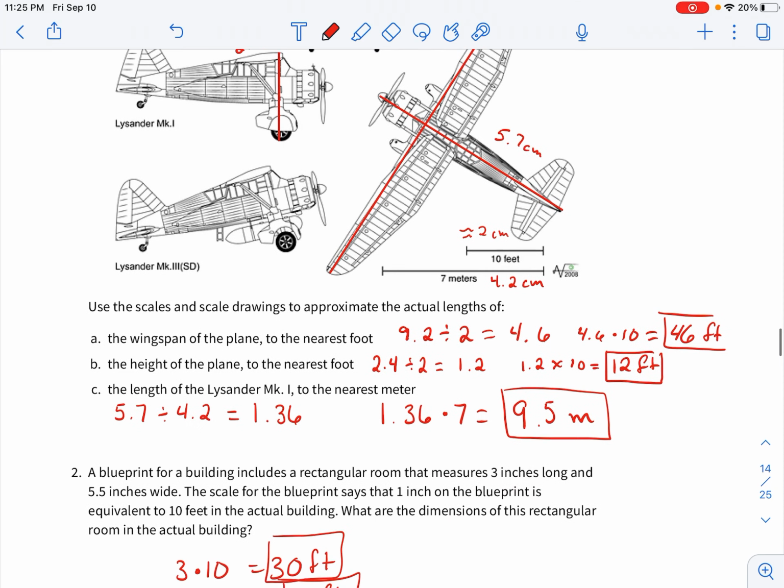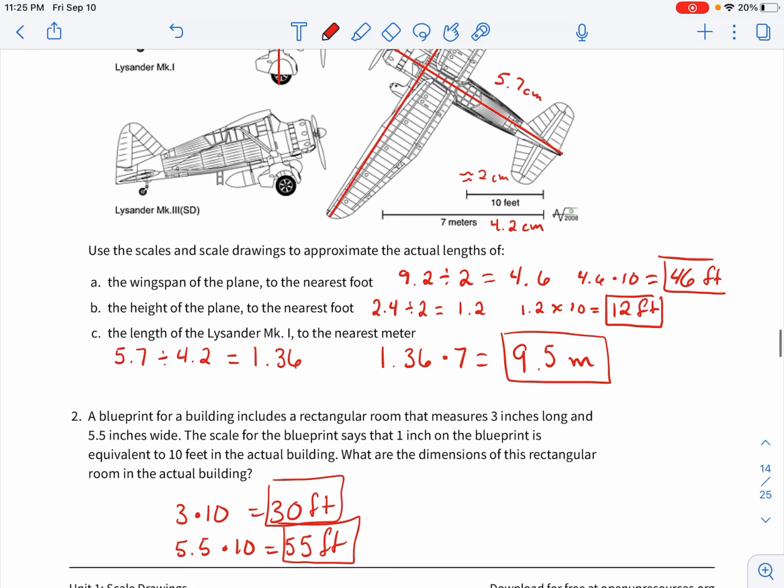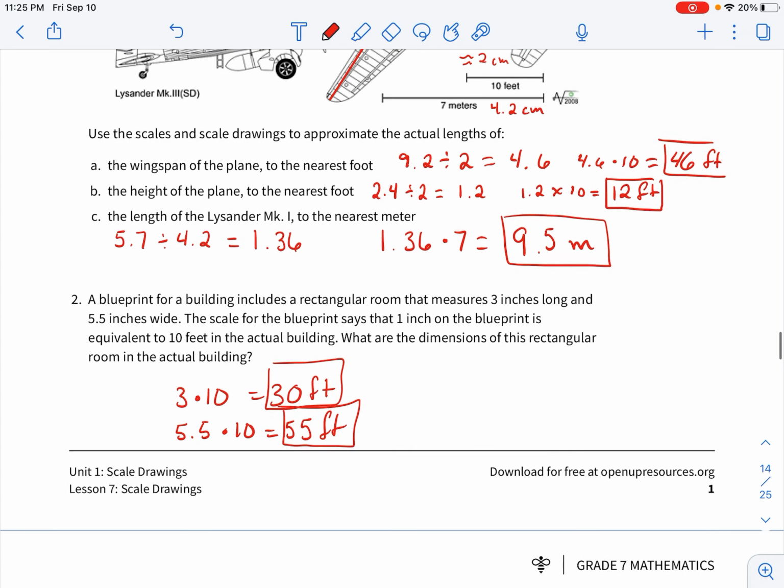Okay, once again, on your sheet of paper, you might have gotten a slightly different reading, so there might be a little bit of a difference, but your answer should be fairly close to those numbers. Okay, the next one, it says a blueprint for the building includes a rectangular room that measures 3 inches long and 5.5 inches wide.